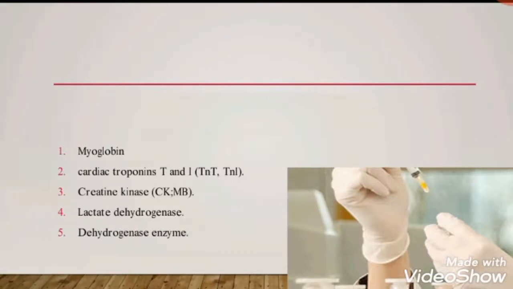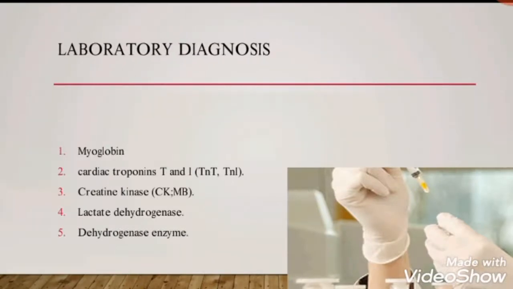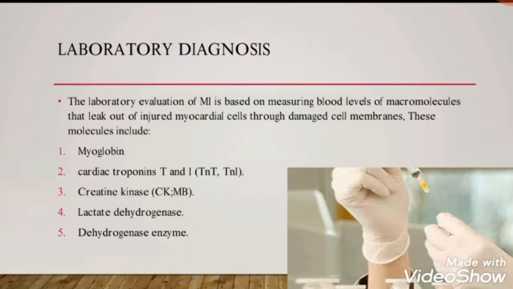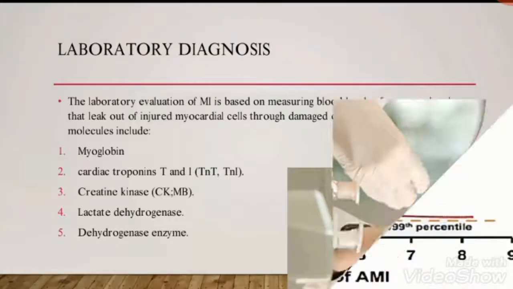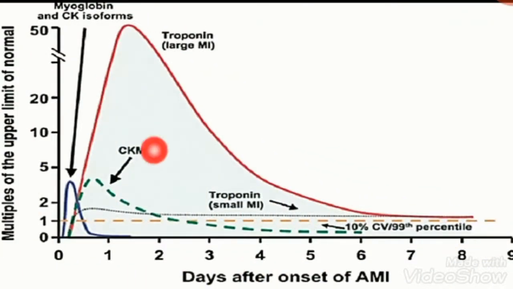Now the laboratory diagnosis. The laboratory evaluation of MI is based on measuring blood levels of macromolecules that leak out of the injured myocardial cell through damaged cell membrane. These molecules include myoglobin, cardiac troponin T and I, creatine kinase MB, and lactate dehydrogenase. Troponin and, to a lesser extent, creatine kinase MB have a high specificity and sensitivity for myocardial damage. The creatine kinase MB isoform, principally derived from myocardium but also present at low levels in skeletal muscle, is a more specific indicator of heart damage.